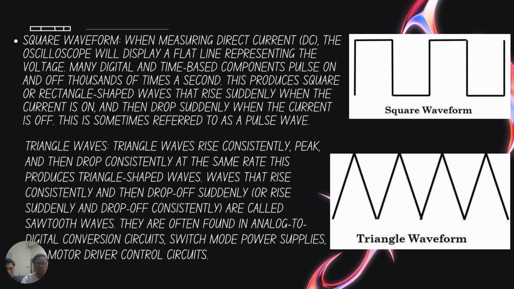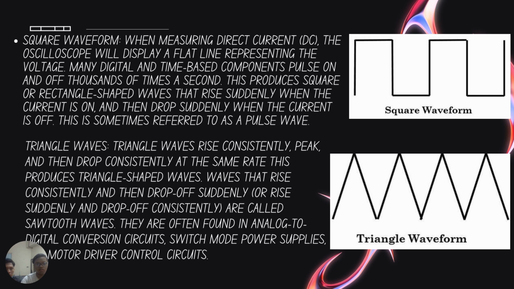This is the square waveform and triangle waveform. Square waveform. When measuring direct current, DC, the oscilloscope will display a flat line representing the voltage. Many digital and time-based components pulse on and off thousands of times a second. This produces square or rectangle shaped waves that rise suddenly when the current is on and then drop suddenly when the current is off. This is sometimes referred to as a pulse wave.